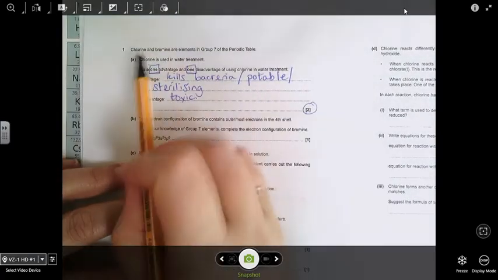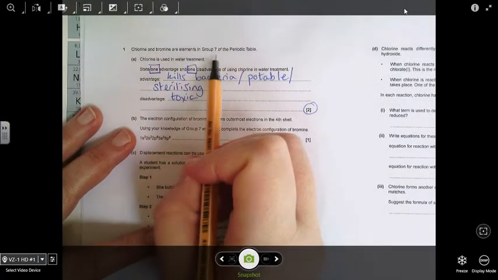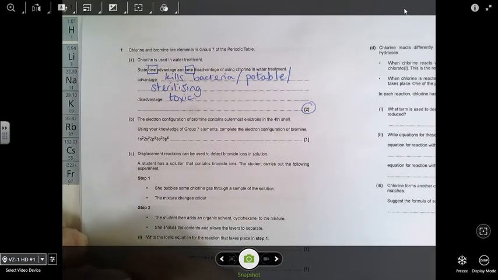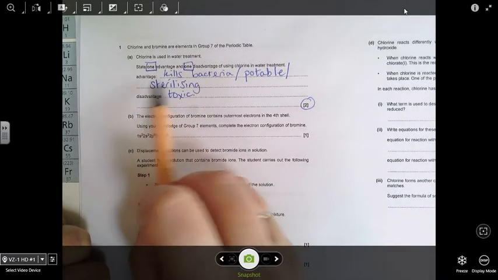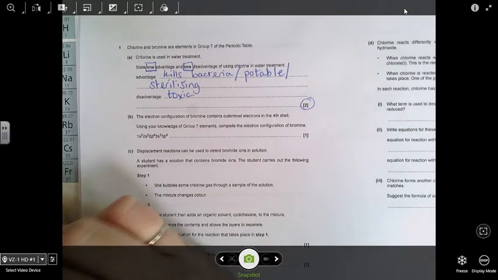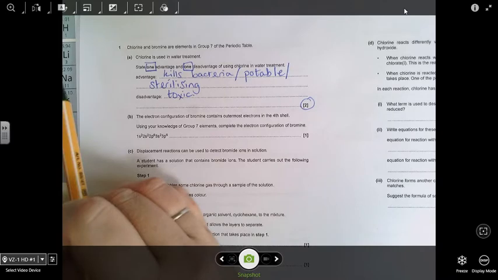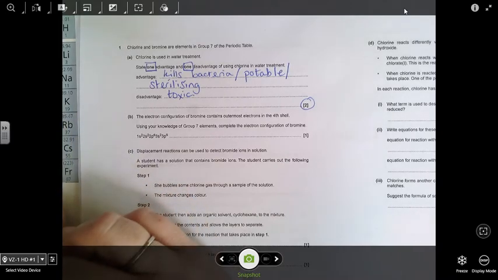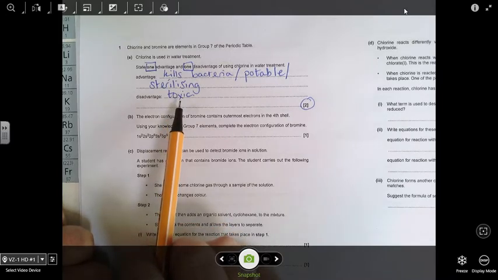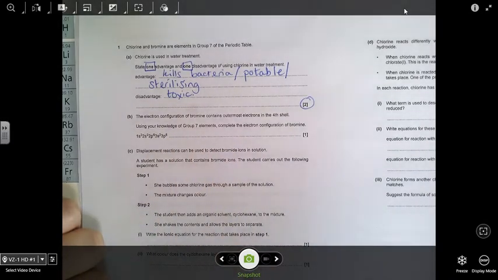So first one, chlorine and bromine are elements in group 7 of the periodic table. Chlorine is used in water treatment. State one advantage and one disadvantage of using chlorine in water treatment. So it's obvious the advantage is that it kills bacteria, which you'll know from GCSE. Again, from GCSE you'll know the term potable water, which basically means making water safe to drink. And we do that by using the chlorine to sterilise it. A disadvantage of using chlorine would be the fact that chlorine is considered to be toxic, so we need to be careful with the amounts of chlorine used for that.